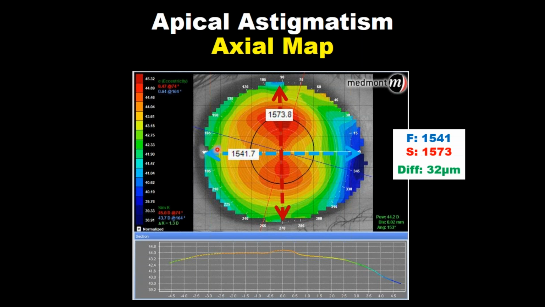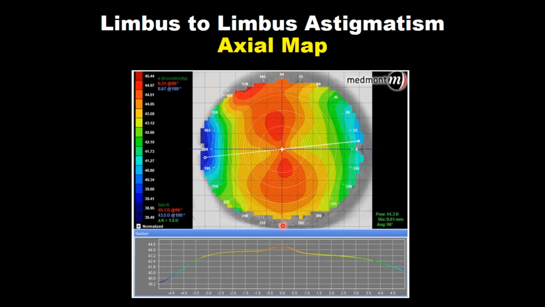Let's compare that to the sagittal depth in the steep meridian. This eye has a difference of 32 microns between the depth of the eye along the flat and the depth of the eye along the steep. In other words, the eye is 32 microns deeper running vertically, giving us 32 microns of fluid at 12 o'clock and at 6 o'clock.